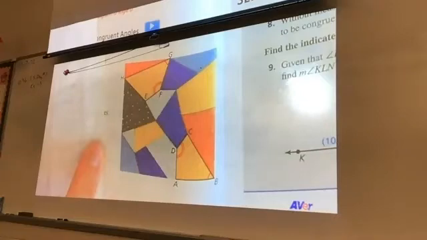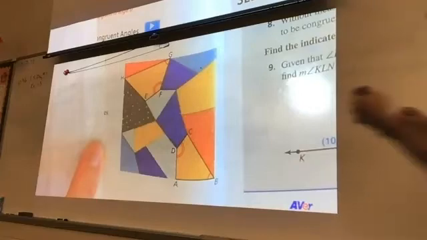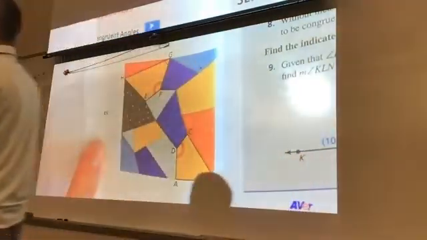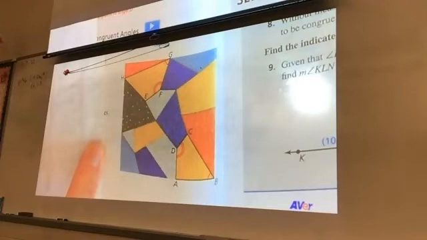Okay, we are going to do our construction now. So you need a protractor and a compass. If you do not have your own, perfectly fine. I've got some over there. Okay, go ahead and grab one. Head back to your seats.